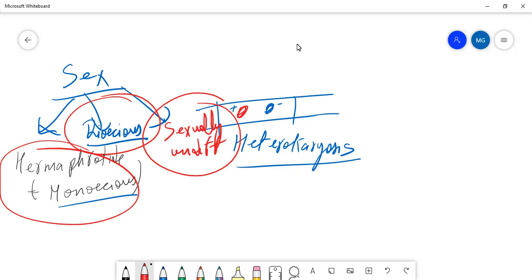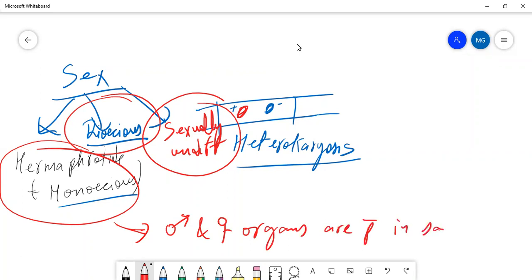If we talk about monoecious, or hermaphrodite, each thallus will have both male and female organs. Both are present in the same thallus. But whether they can fertilize each other or not is the question. Sometimes they can, sometimes they may not. Whether male and female are compatible depends on the species. So this is monoecious.